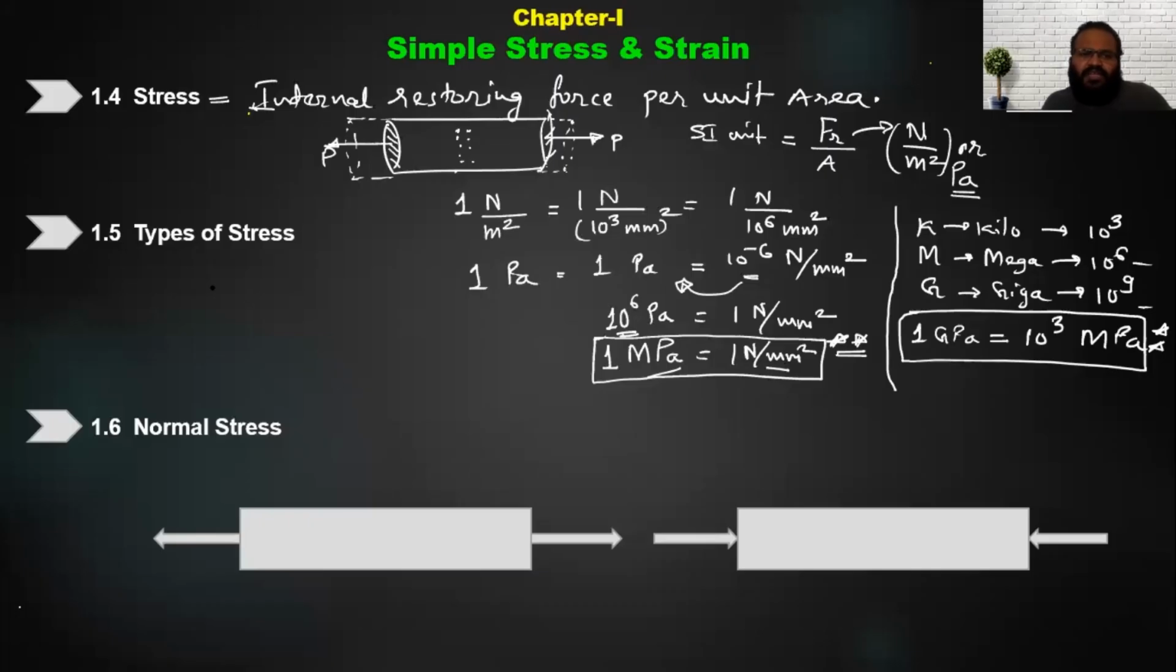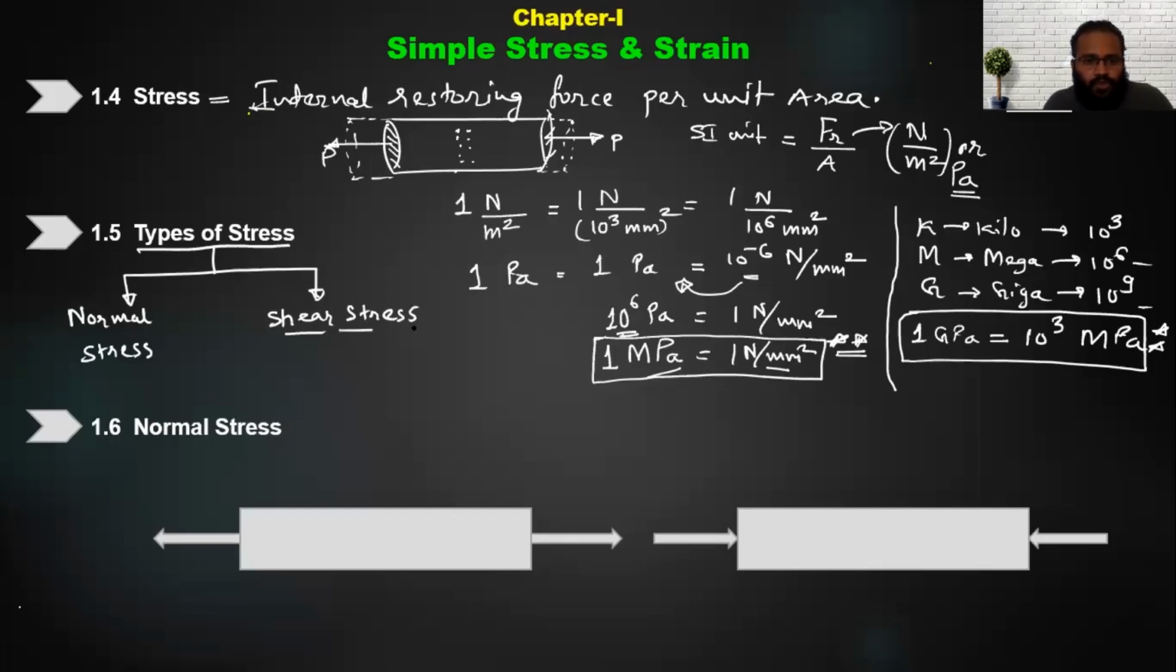Now let us understand the types of stresses which we will come across. What are the types of stresses you know? Very basically, the stresses can be divided into only two types. One is, as you can see in the bottom, the normal stress, and the other one is the shear stress. So in entire strength of materials, we'll be dealing with these two types of stresses, normal stress and shear stress.